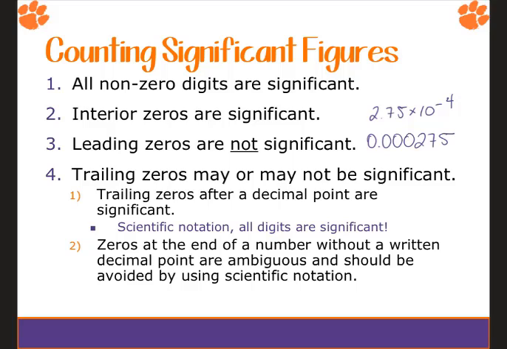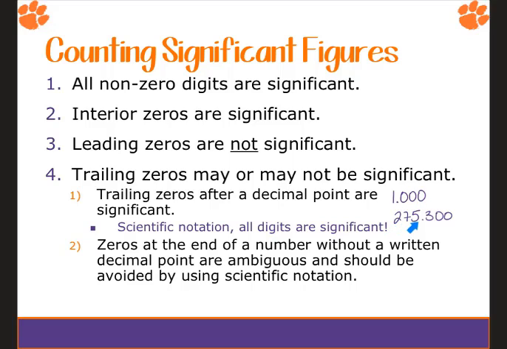Rule number 4 may be part of the reason that people get frustrated with chemistry. It's stated that trailing zeros may or may not be significant. So sometimes they are, sometimes they aren't. It just depends on the situation. So trailing zeros after a decimal place are in fact significant. So I have these numbers here. I've got 1.000. Here these are zeros after a decimal point, so these are all significant. This means that I know this number to the thousandths place for certain.